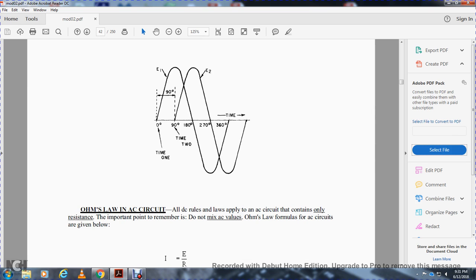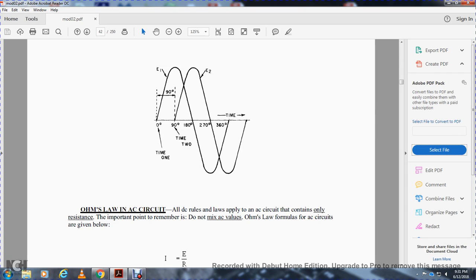Ohm's law and AC circuits. All DC rules and laws apply to AC circuits that contain only resistance. The important point to remember is do not mix AC values.